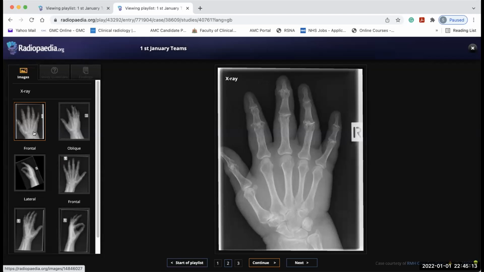All right, you pointed out all the important findings. So what's your differential diagnosis in this case?